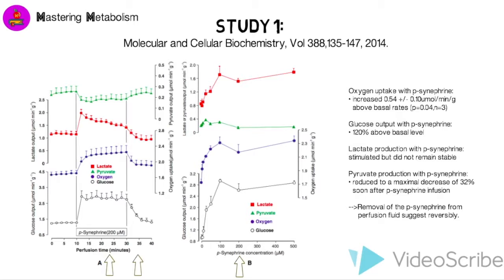respectively. Lactate production was also stimulated but did not remain stable, and pyruvate production diminished, which can be theoretically attributed to the fact that with increased oxygen levels, pyruvate is converted to acetyl-CoA rather than reduced to lactate, and consequently moves through the TCA or citric acid cycle and electron transfer chain, where it can be fully oxidized to ATP energy. Removal of the P-Synephrine from perfusion liquid was accompanied by rapid responses of each factor. This study found that the effects of P-Synephrine on glucose output and oxygen uptake increased to a range of 100 micromolar and remained approximately the same until 500 micromolar.